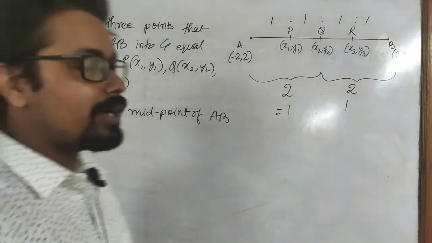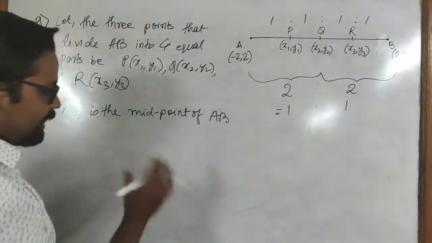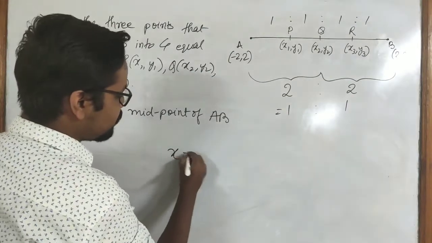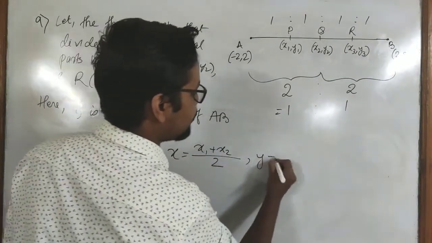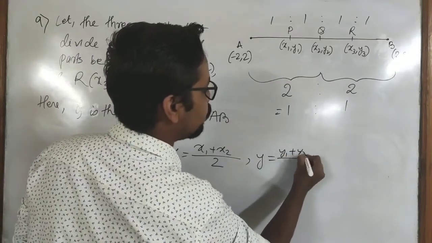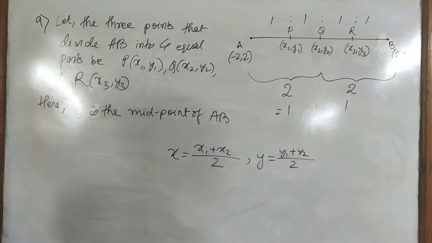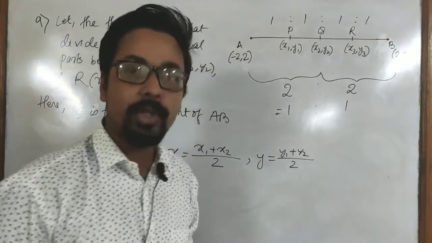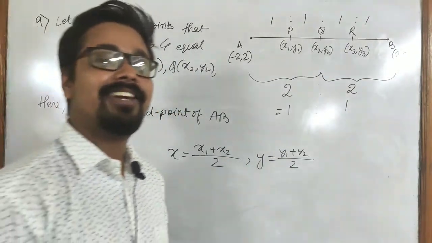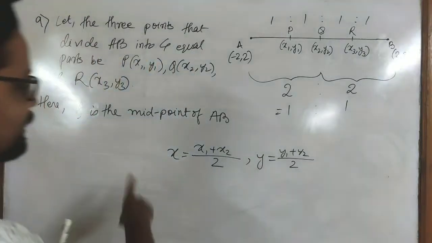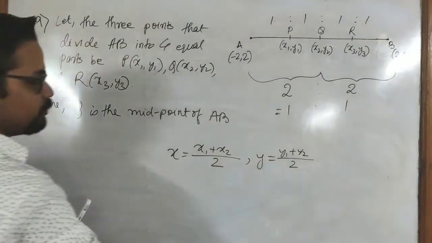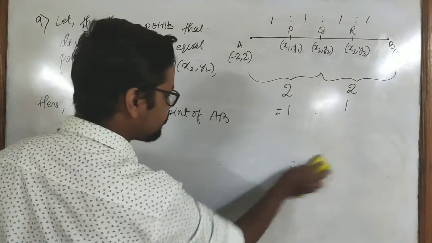For midpoints, what is the section formula we have? If we have to find the midpoint, x will be x1 plus x2 by 2 and y is equal to y1 plus y2 by 2. I hope you have seen this in your book. These are the two formulae that we use to find the coordinates of the midpoint of a line. As it is a midpoint, we can use these values, which makes it very simple.